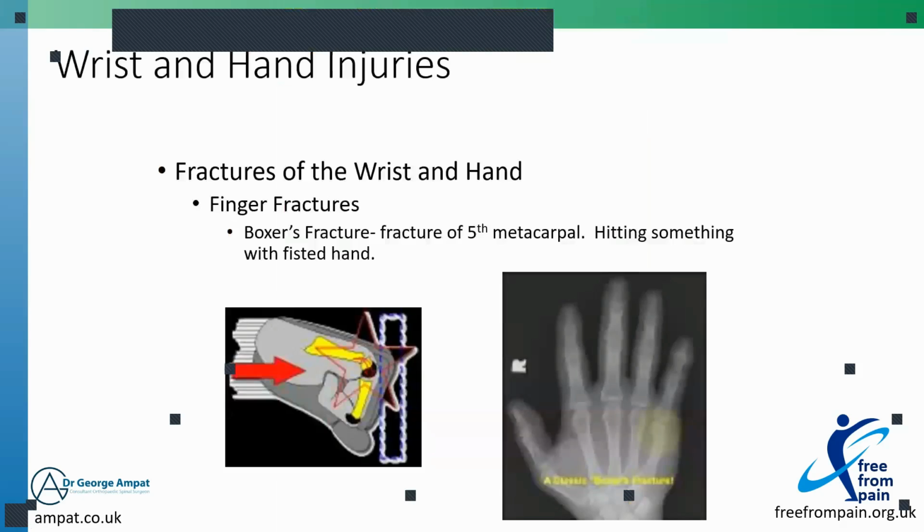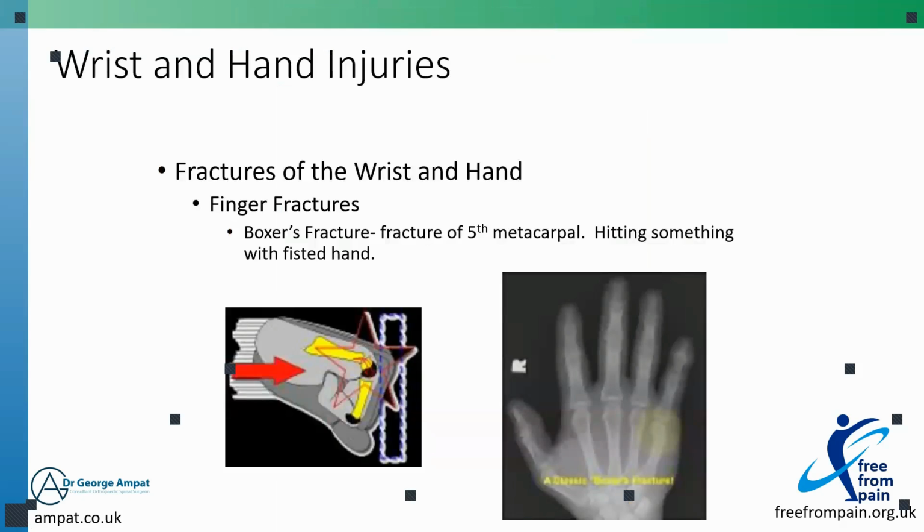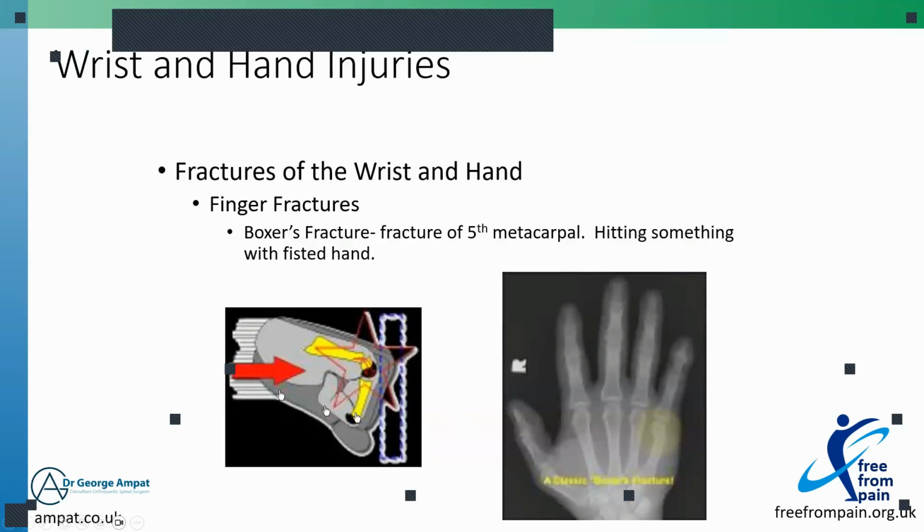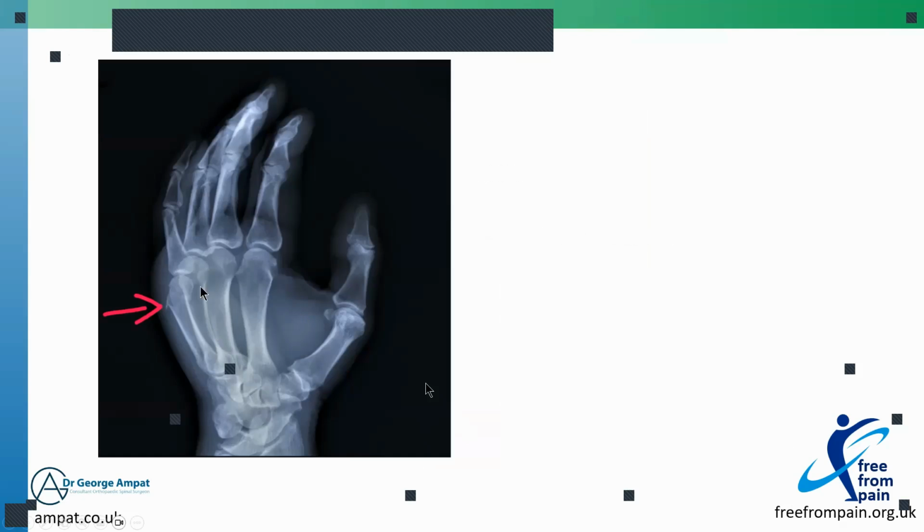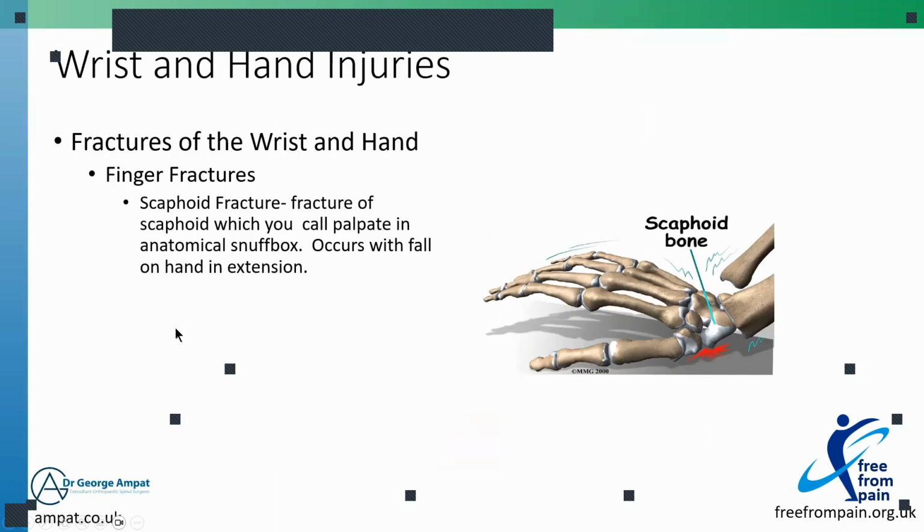Coming to the fractures, one of the common fractures is the boxer's fracture, where someone hits an unintended object. You're supposed to box with these two, which are the stronger bones, but sometimes in hesitation, you hit with the little finger, and that's how you have a fracture of the neck of the fifth metacarpal. You can see there is an angulated fracture there.